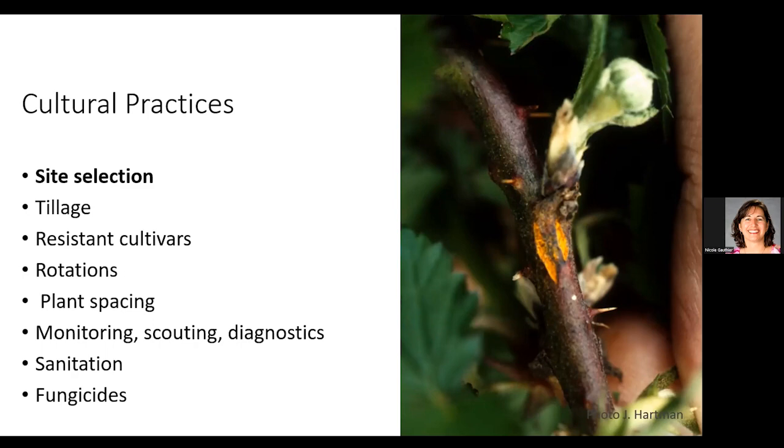So site selection is not just the physical site, but what's nearby. And then finally, what about the history of that site? What was there before? We think about apple replant disease. So what has built up in that site previously, and how will that affect your crop that's going in? So disease history or site history, surrounding areas, and then of course, just the site itself, some of the physical characteristics.